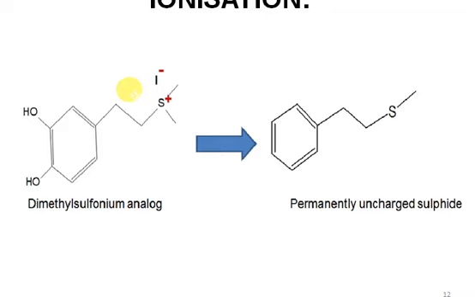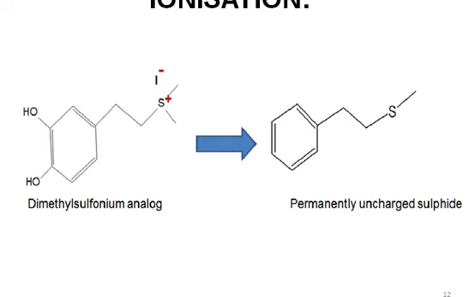what we do is remove this methyl group from here. So sulfur with two covalent bonds is neutral. By removing one of the methyl groups, what we get is the permanently uncharged sulfide, and this uncharged sulfide is more potent than the charged sulfide. So these are the different approaches we use in the analog approach. We can change the homologues, the ionization, the stereochemistry, we can introduce any functional group, or we can add or remove any fragment.